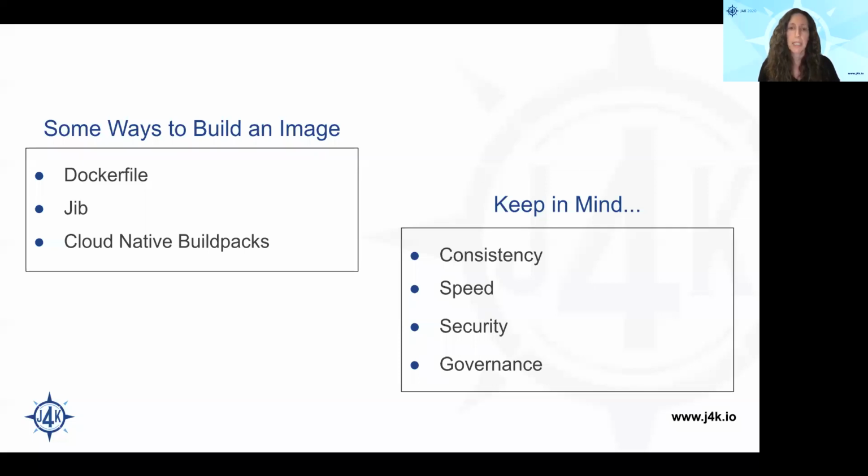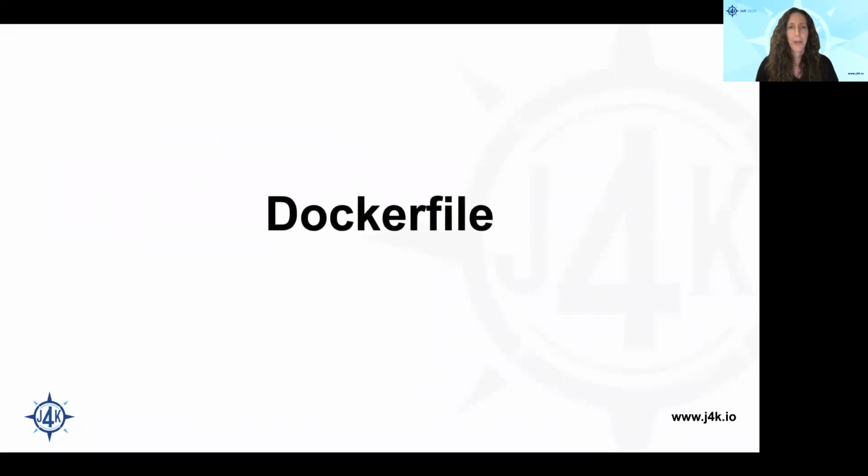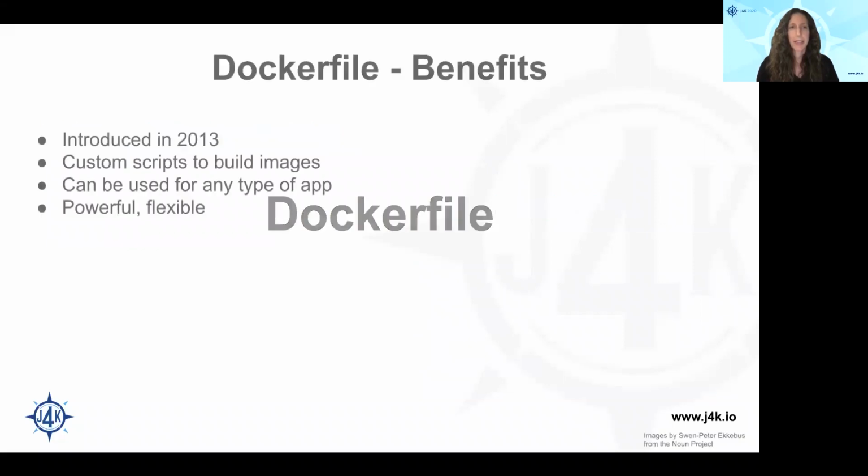So consistency of builds across applications or across development teams, the speed of builds, the efficiency of transferring changes over the network, for example. Security, of course, is always a primary concern. And this idea of governance, of centralized management over what's going into your images, being able to manage that at scale. So let's start with Dockerfile.